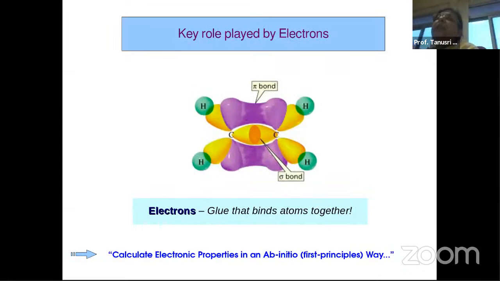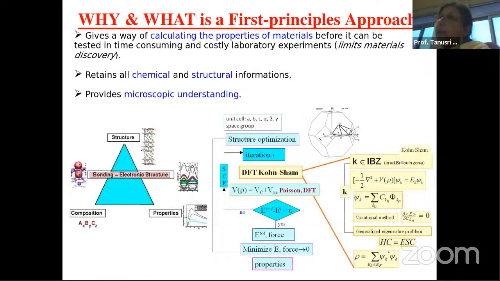Okay, so within this materials modeling, we will put our focus on electrons because many of the properties are actually dominated by the behavior of the electrons, simply because electrons are the glue that bind atoms together. And our goal is to calculate the electronic properties, the properties of these electrons, in an ab initio or first principles way. So what is a first principles approach?